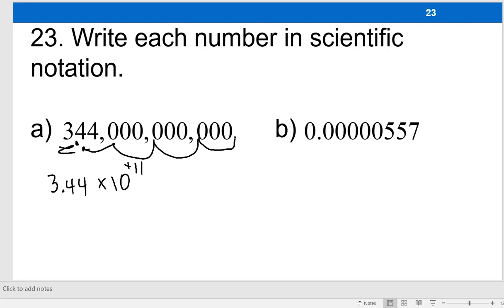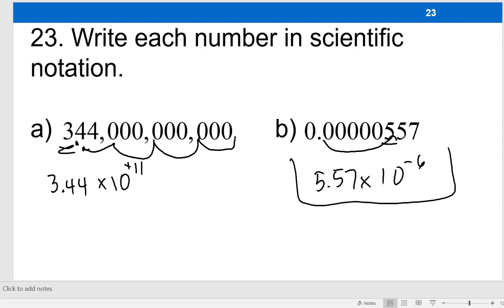Same here now. First number between 0 and 9 would be 5, so I'll put 5.57 times 10 to the, how many times does the decimal place need to move? Looks like 6 times. But for the number to get really small, this had to have been a negative exponent.